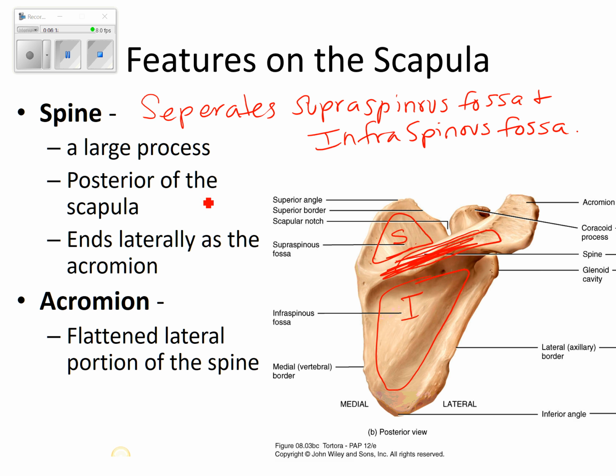Superior, it's going to be posterior of the scapula. It ends laterally as acromion. So the acromion is actually part of that spine. The acromion end is the process that ends it. Acromion, of course, is just the flattened lateral portion of the spine. What the acromion does is it helps to stabilize the shoulder joint.